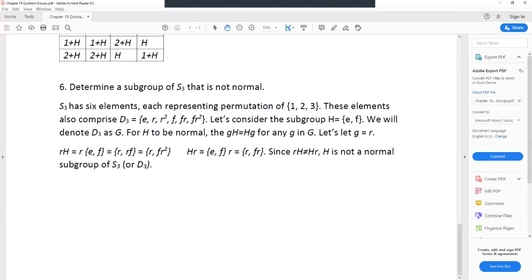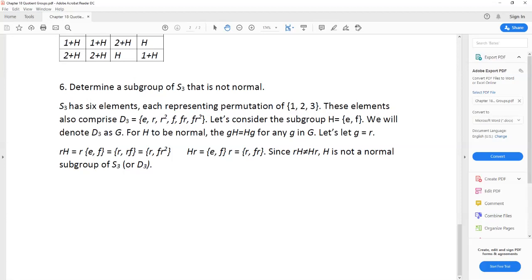Problem number 6, determine a subgroup of S3 that is not normal. S3 has 6 elements, and each of those elements represents a permutation on the set containing 1, 2, and 3. And if you draw this out, you would see that these elements also comprise D3, which is the dihedral symmetries on an equilateral triangle. So you have the identity, you have 1 rotation, then you can rotate again. That would take care of all of the symmetries from the top of the triangle. And then, of course, you could flip the triangle and continue the rotations from the other side.